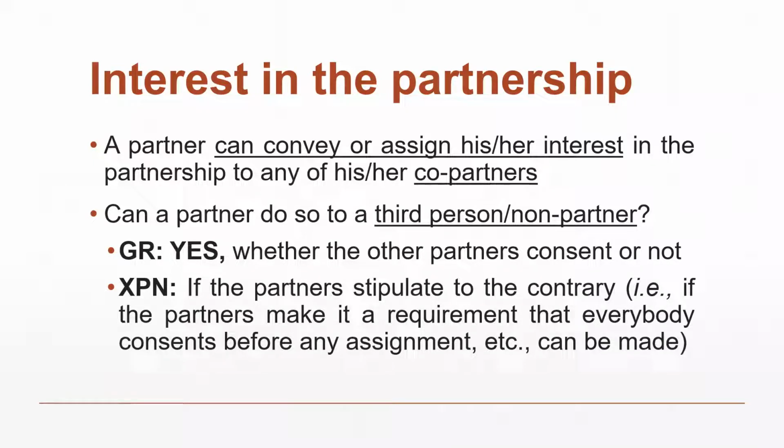Now, of course, there is an exception to this rule. If the partners stipulate to the contrary, in other words, if the partners make it a requirement that everybody in the partnership consents before any assignment, etc., can be made, then of course, obligatory force of contracts again, freedom to stipulate again. The stipulation is not contrary to law and therefore, the partners should honor that.